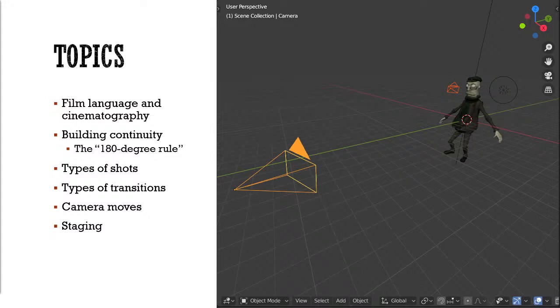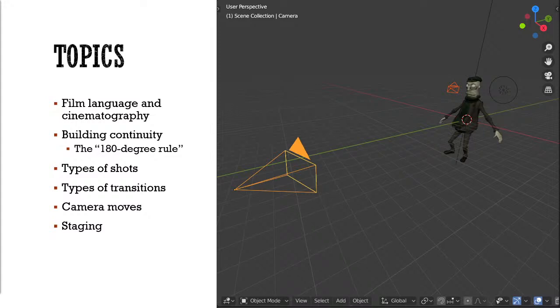So today we're going to go over those shots. We're going to talk about cinematography. We're going to talk about continuity among shots. We're going to talk about a few different types of shots, different types of transitions and camera moves, and we're also going to talk a bit about staging.